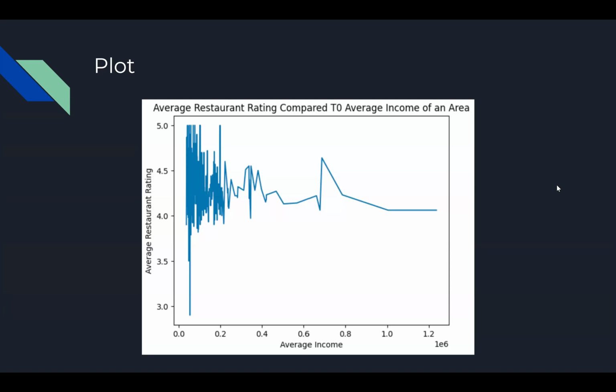And then lastly, I plotted the data from this to see if those average incomes led to a higher average restaurant rating. And according to this plot, it doesn't appear it does. So this kind of shows that there's not really a correlation between the two. And that's all I have. Thank you.